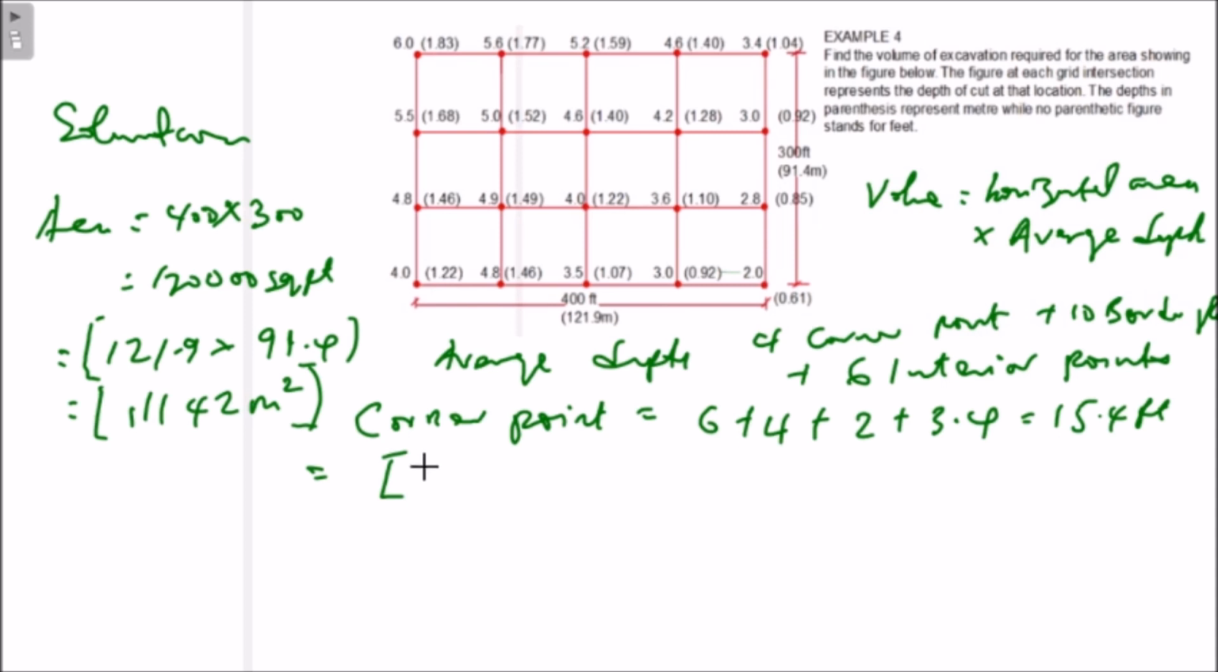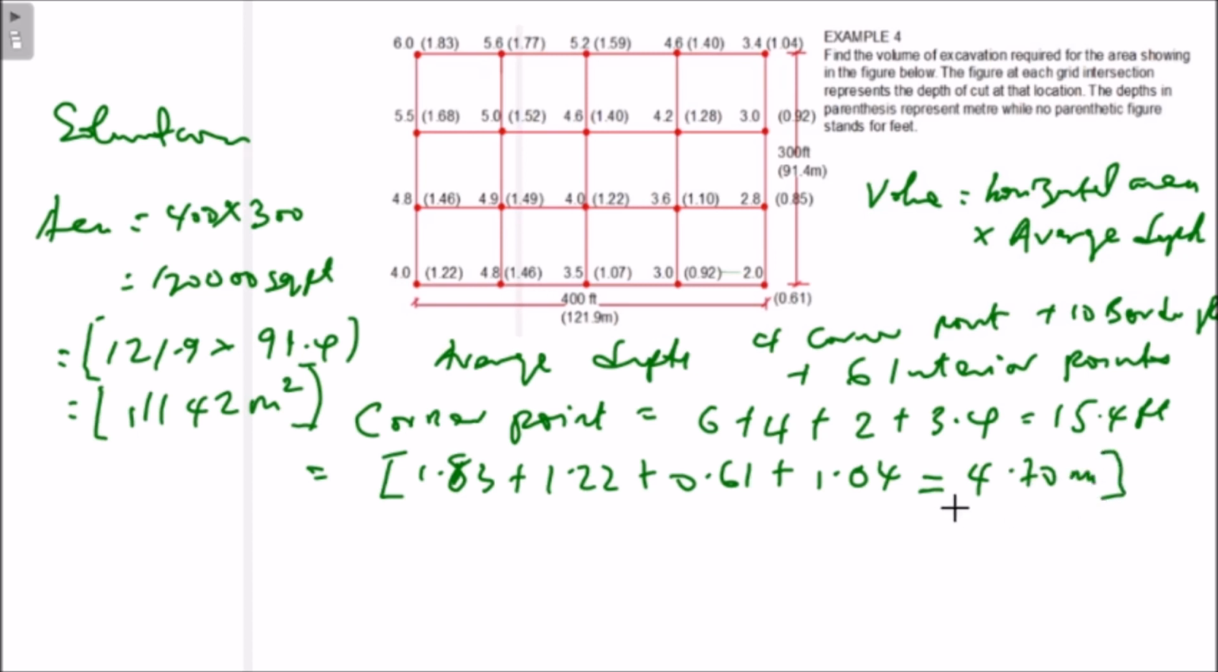So let's do that. 1.83 plus 1.22 plus this, 0.61 plus this, which is 1.004. So if we add this in meters, we're supposed to have, because this is 4, so we have this as 4.70 in meters. So these are the corner points.